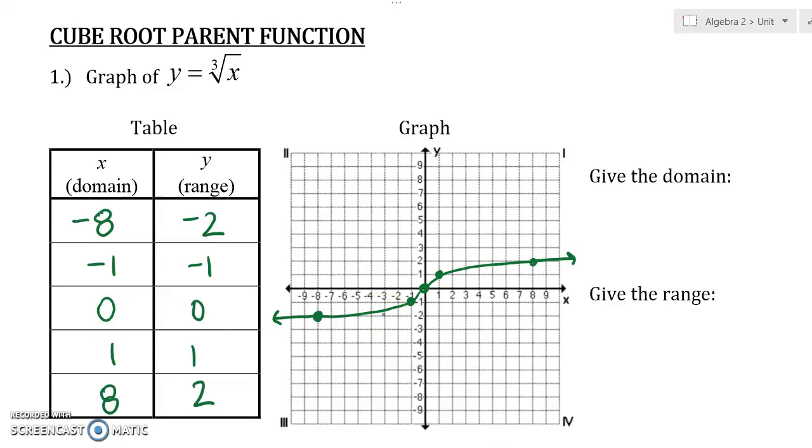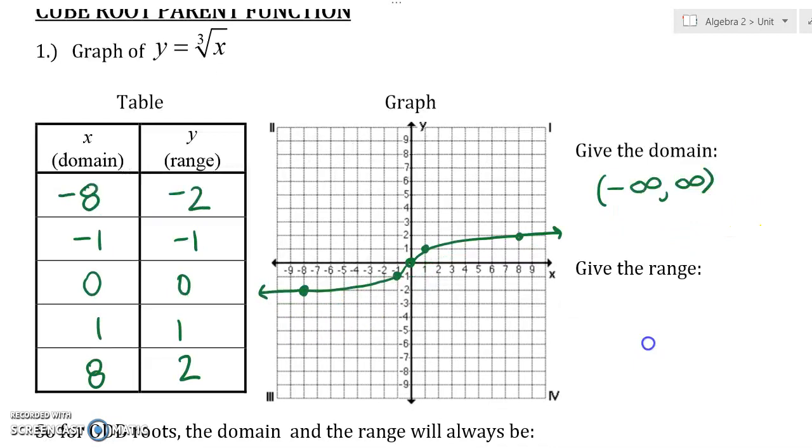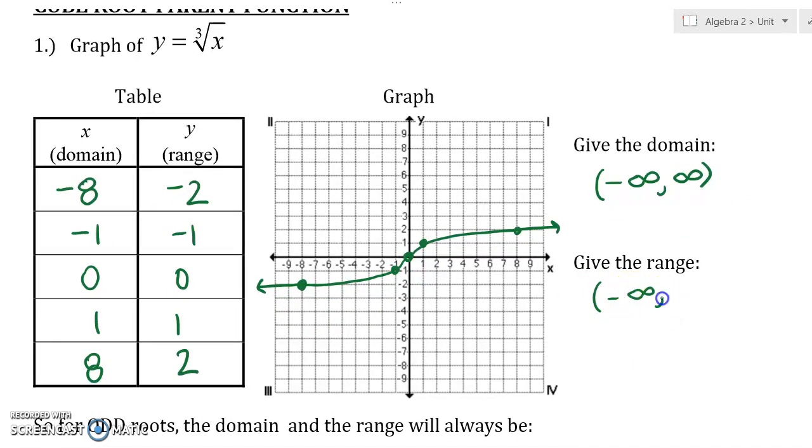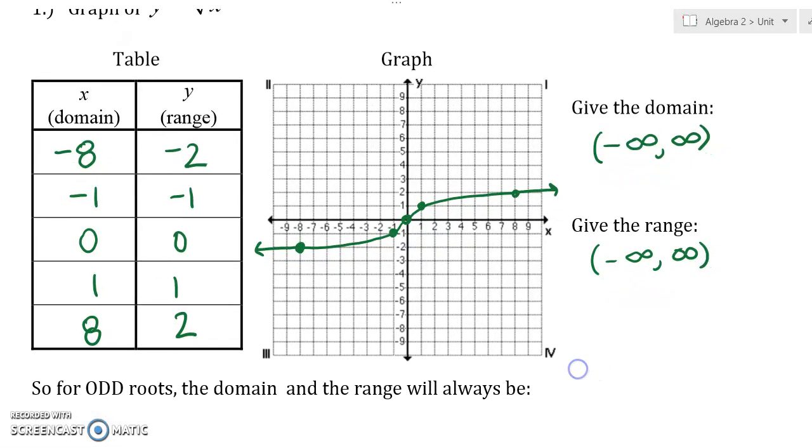Now, when we talk about the domain, if I were to ask you how far right and left this graph goes, hopefully you say it goes right forever and left forever because of the arrows. So the domain is -infinity to infinity. And then the question changes: how about the range, meaning how far up and down does this go? This graph keeps going up very steadily and slowly, and it keeps going down very steadily and slowly. So it goes from -infinity to infinity as well. As a matter of fact, with odd roots, the domain and the range will always be -infinity to infinity. So something to keep in mind.